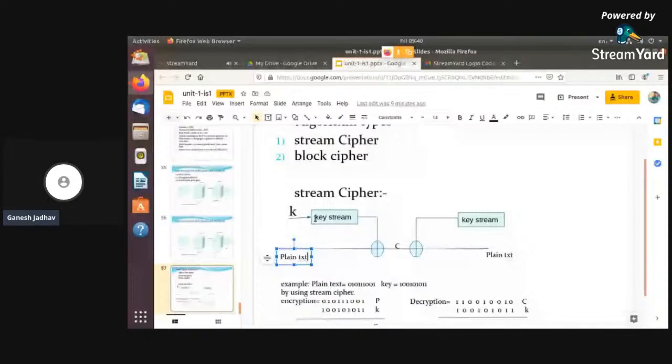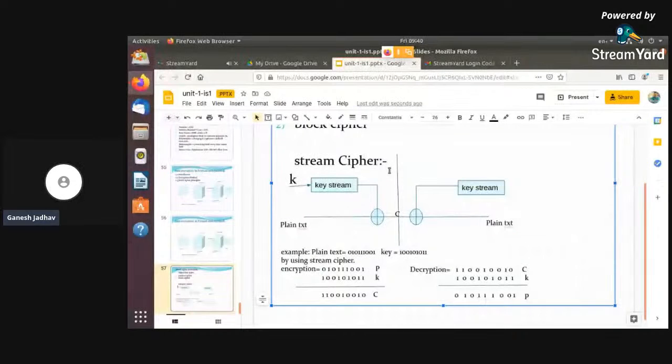Okay, so this is the encryption process up to here. Up to this line, the left hand side is the encryption process.